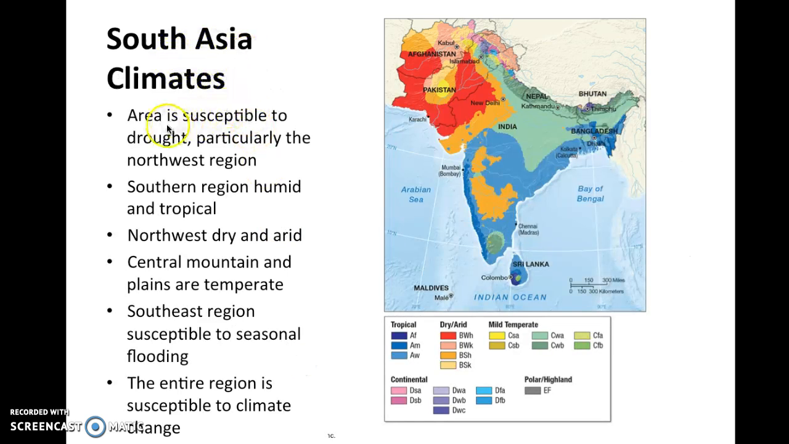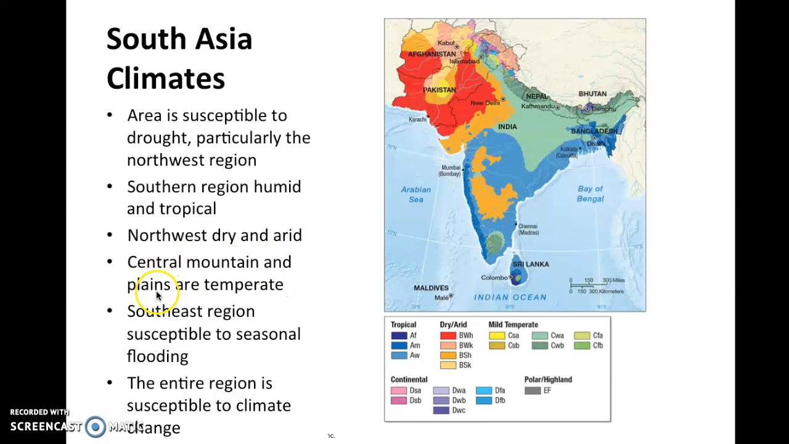South Asia climates. The area is susceptible to drought, particularly the northwest region, this region up here. The southern region is humid and tropical, so all of this region is humid and tropical. Northwest, dry and arid, so it's desert. Not a lot of rain, dependent on moisture flowing out of the Himalayas. See these rivers right here? They're flowing out of the mountains there.